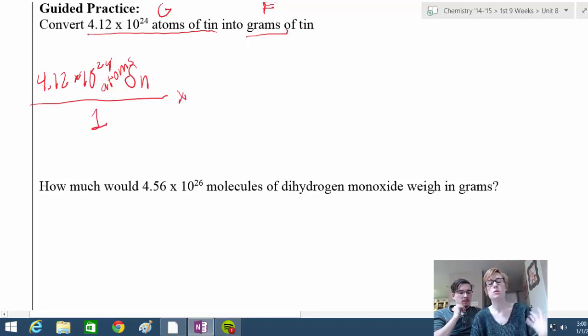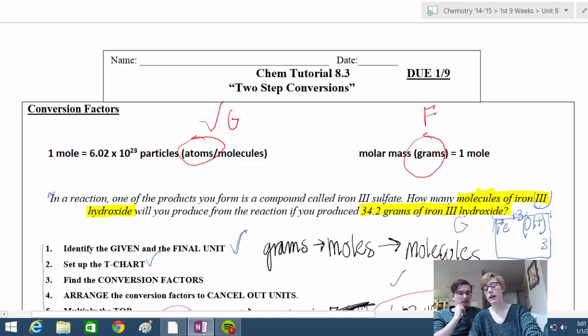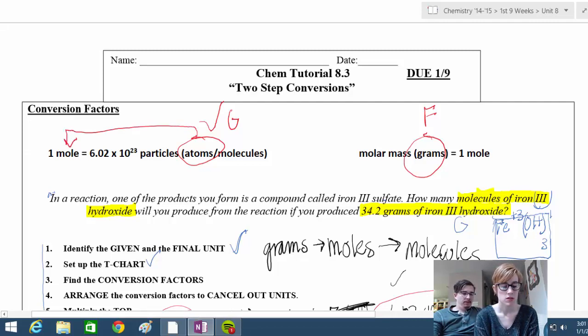So next, we have to find our conversion factors, right? So we're in atoms. This is what we have, that's our given. And we want to go to grams. That's the final. So we're going to have to use two conversion factors because they're not in the same conversion factor. So if we're in atoms, what do we need to convert to first? Moles. So this will be our first conversion factor. Once we're in moles, then we're going to use the second one to convert into grams.